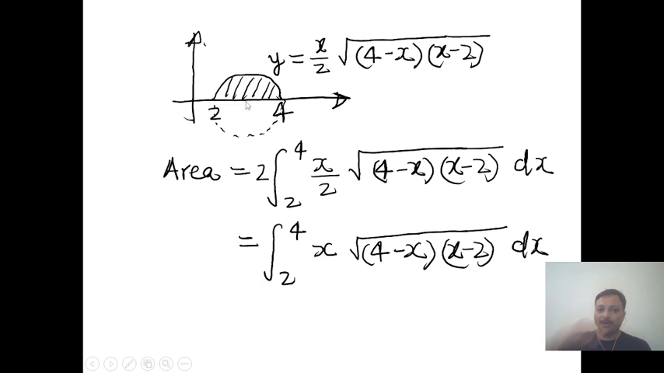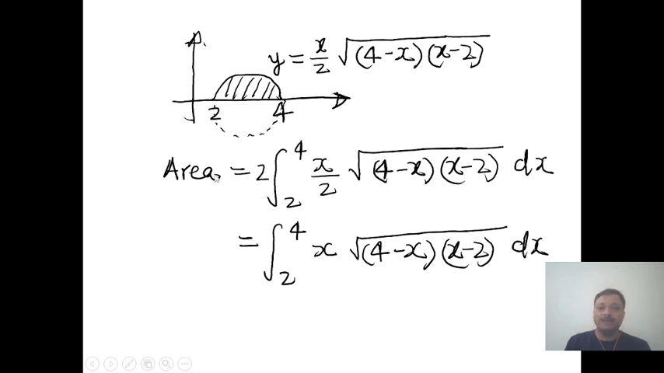So we are plotting the upper half, and similarly y is equal to minus x by 2 times the square root, the lower half, will be very similar to the upper half. So y is equal to x by 2 times the square root of (4 minus x)(x minus 2). At x is equal to 2, y is 0, and at x is equal to 4 it is 0, and definitely in between it is not 0. So it will go like something like this. Okay, so this is the curve.